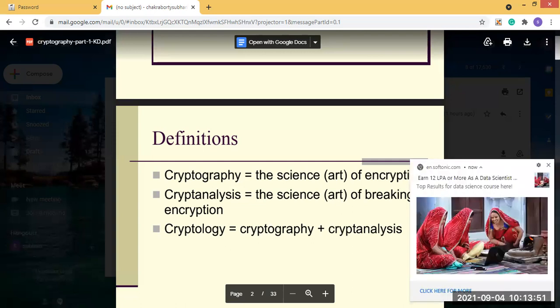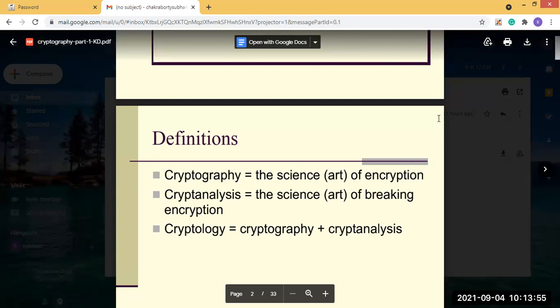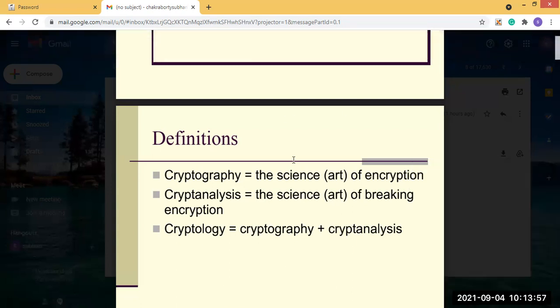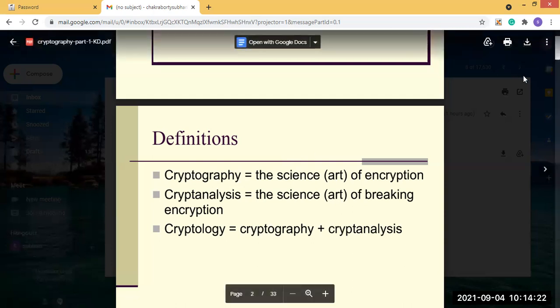So this is called cryptography. Cryptography is basically the art of encryption. Cryptanalysis is the art of breaking the encryption, meaning how an encryption can be broken. This is all known as cryptanalysis. Cryptography and cryptanalysis, the combination of both, make cryptology. So cryptology is basically a combination of cryptography and cryptanalysis.